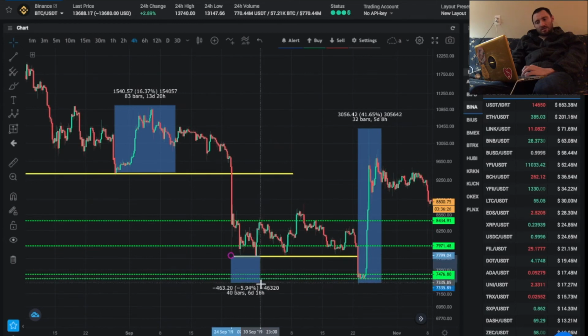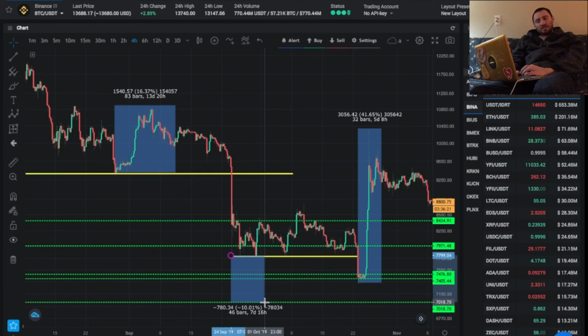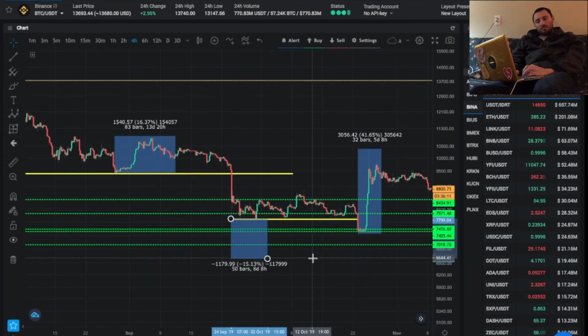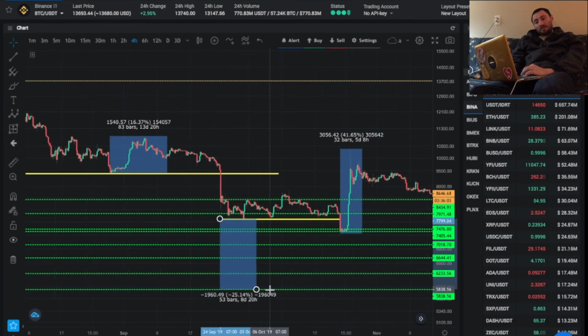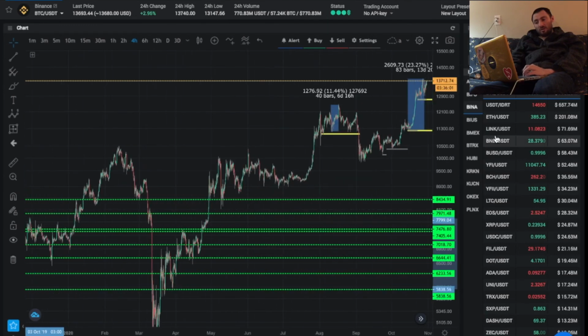And this is one interpretation. But consider this: this is a very liquid pair. This is not like an altcoin where you've got these incredibly volatile swings. Back in the day, Bitcoin and Ethereum used to both do that. In fact, we'll round this out with Ethereum.